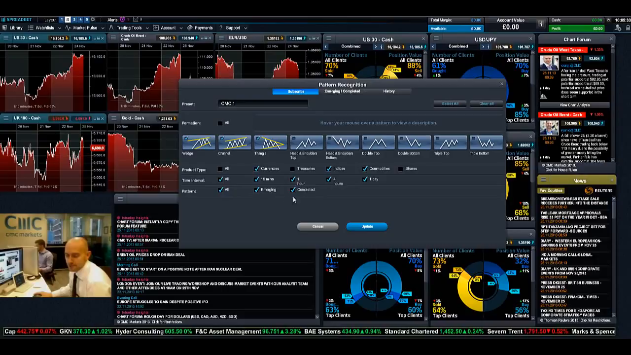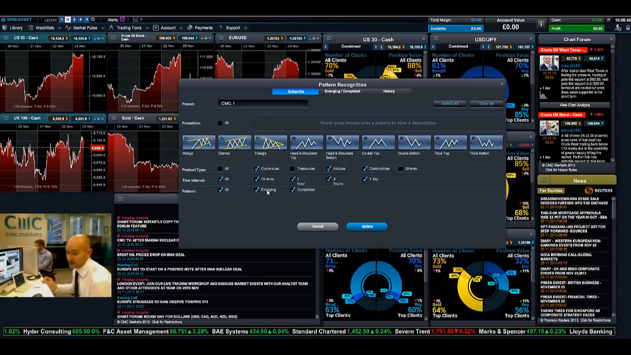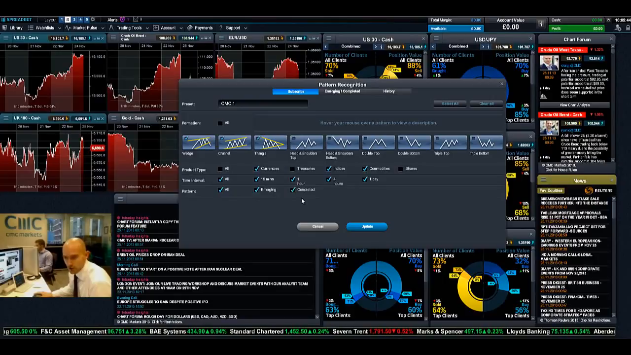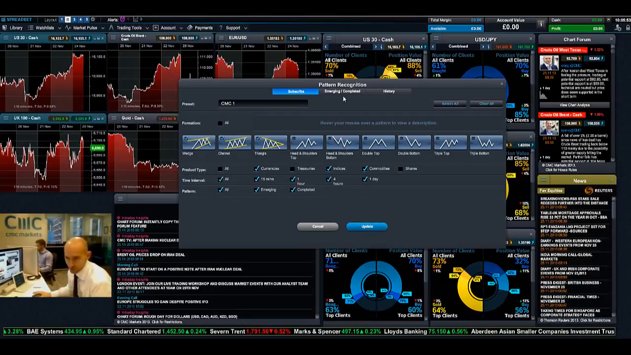Then you've got pattern type. With pattern type, you've got emerging, which is when you've got a triangle formation, but the price action hasn't quite broken through it yet. So that's a trade setup that's not quite yet come to fruition. And then you've got completed patterns where you've actually had a technical breakout. It's already broken through the potential support or the potential resistance. And then you click update and you're good to go.